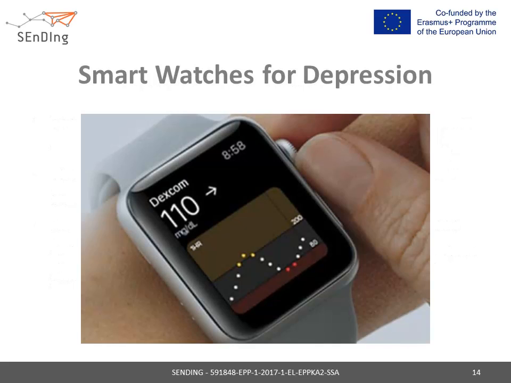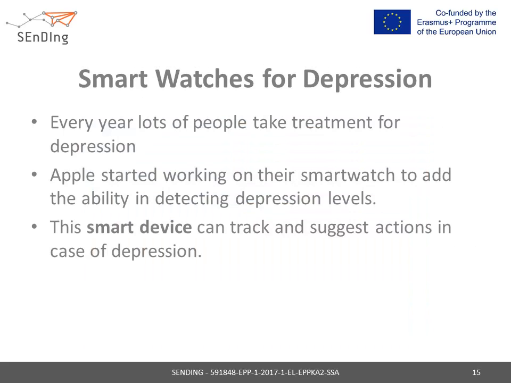Smart watches for depression. Every year lots of people take treatment for depression. Recently, Apple started working on their smartwatch to add the ability of detecting depression levels. This device can track and suggest actions in case of depression. This can be an innovative example of artificial intelligence or machine learning in healthcare, that can help the prediction process of the depression level of users.